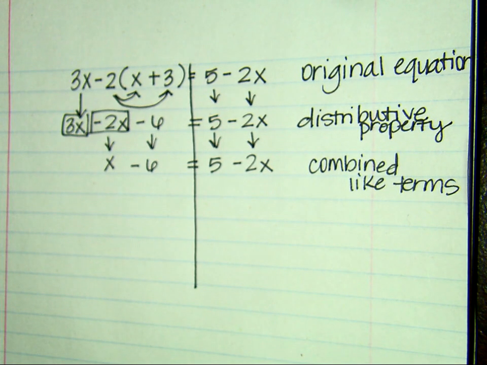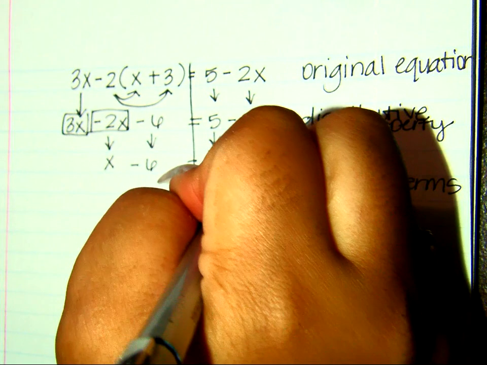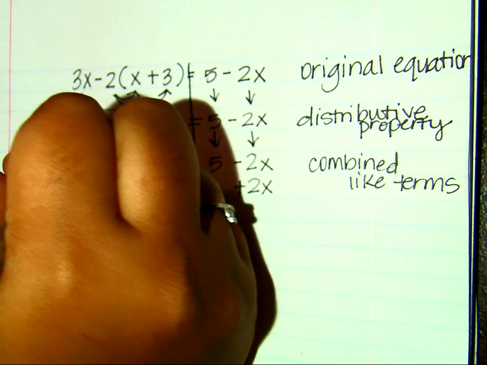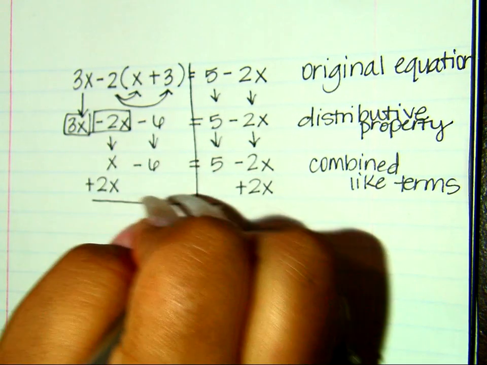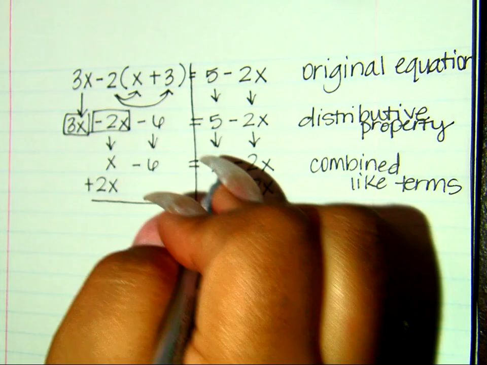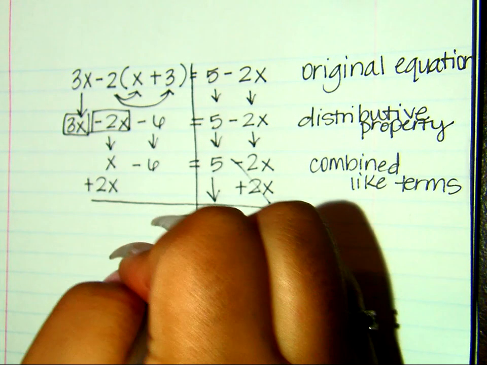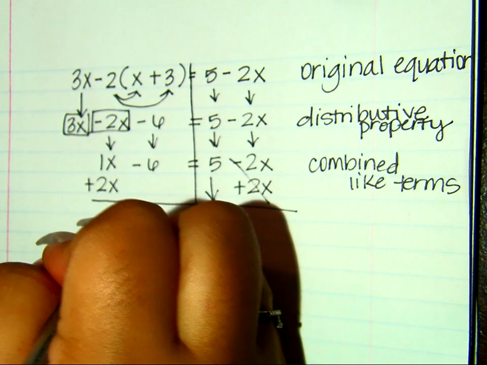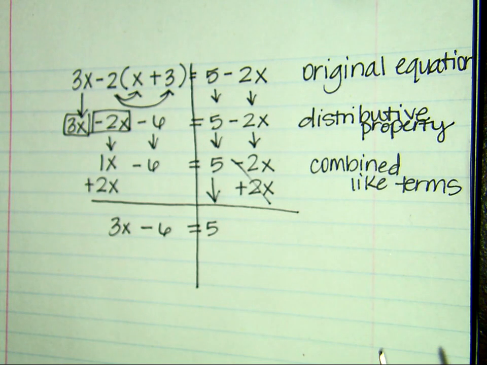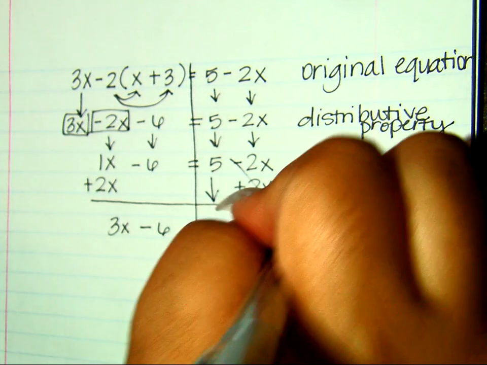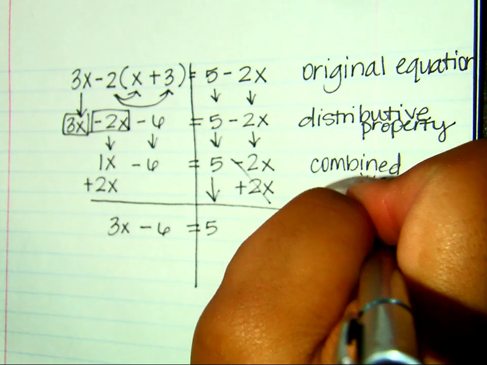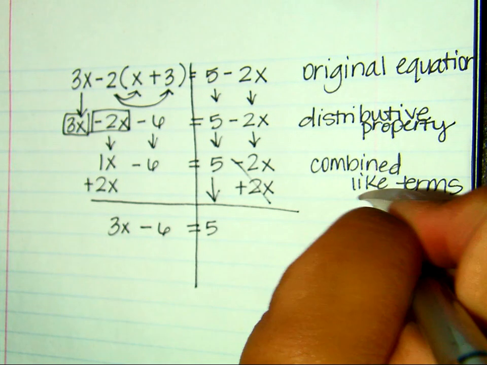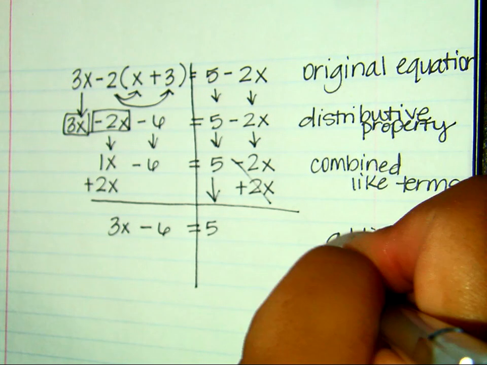Alright, so now I am going to start moving terms from one side of the river to the other side. As usual, I like to keep my variables positive, so I am going to add 2x to both sides. And the reason I'm adding is because 2x was negative. Alright, and I'm going to bring down my 5. X, which is 1x, plus 2x gives us 3x minus 6. Alright, and what we did there was addition property of equality.